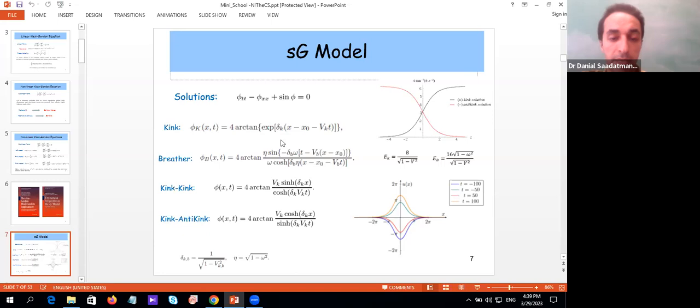Here, gamma is the Lorentz factor. We also have the breather solution and the kink and anti-kink solutions of this model. On the right, you can see the shapes of the kink, anti-kink and breather of this model. I just want to attract your attention to the energy of the kink and the breather. You can see that the energy of the breather is approximately double the energy of the kink. We will come back to this energy in a few slides.